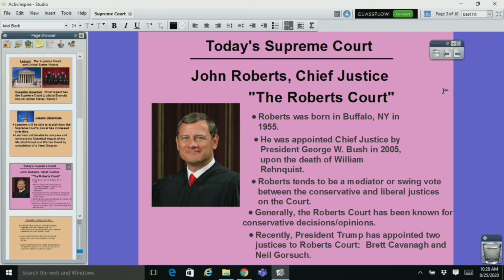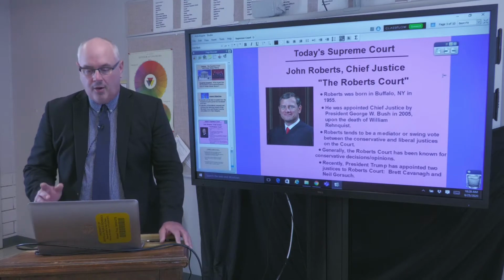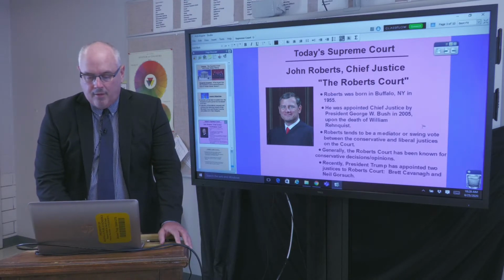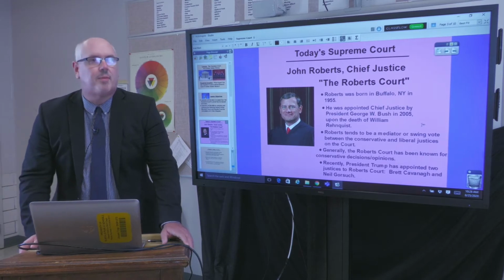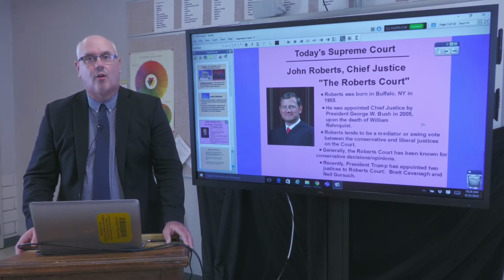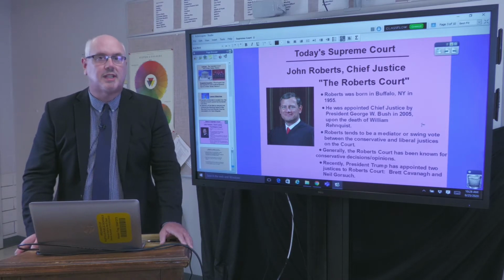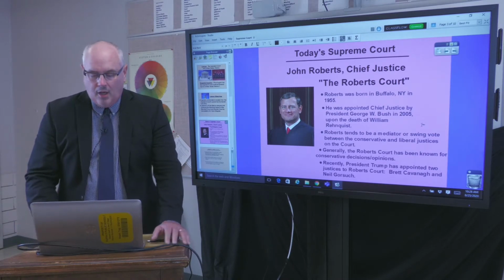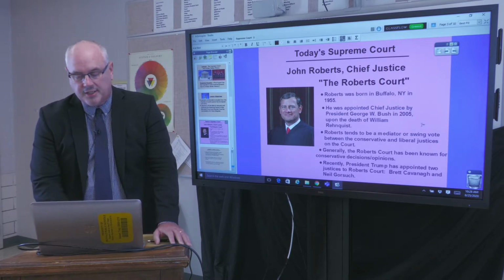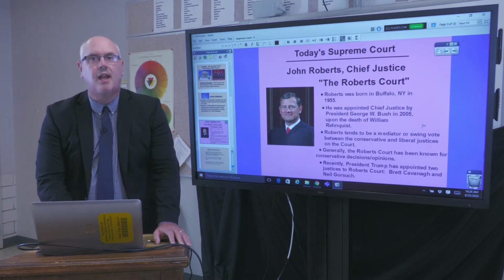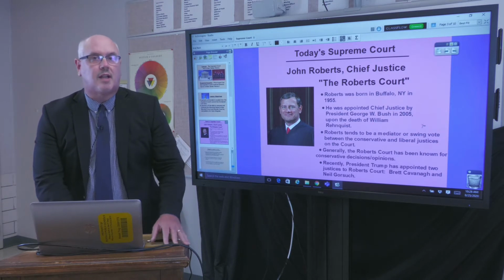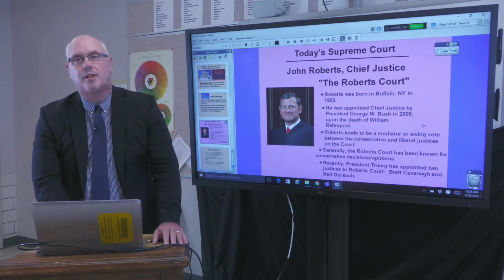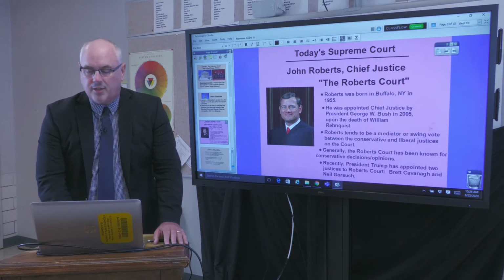The Roberts Court, since 2005, is known for the conservative opinions it has rendered, but also a highly important decision that was passed down in 2015, which we'll speak about in a moment. Often Roberts has been seen as the compromise vote, sort of the mediator vote between the conservative and the liberal forces on the Supreme Court. President Trump recently appointed two justices, Justice Brett Kavanaugh and Neil Gorsuch, to the court to replace a justice who had passed away, as well as one who had retired, and that's given the court a conservative flavor.